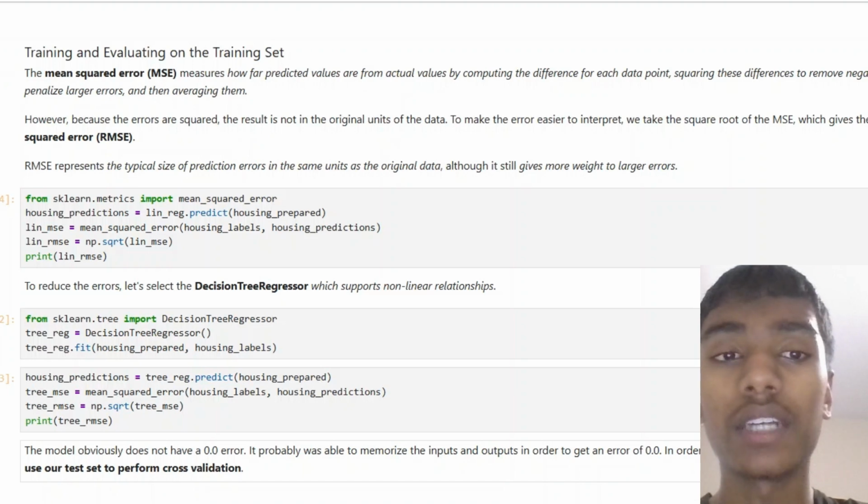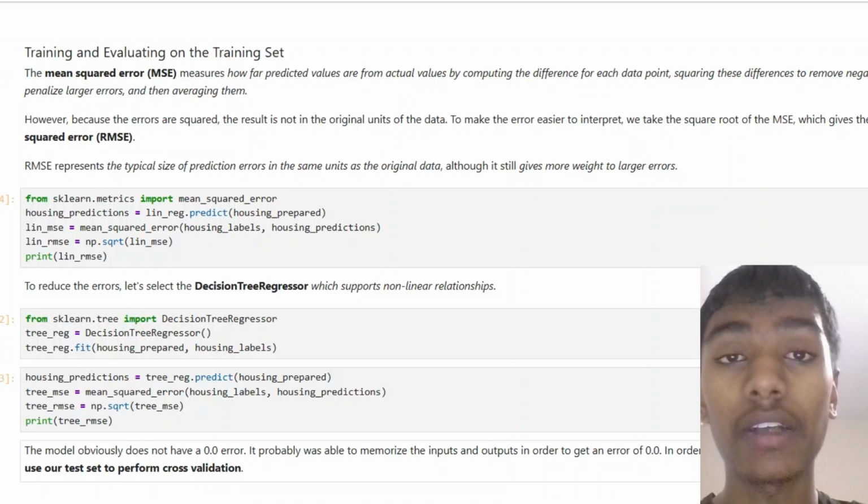In today's video, we're going to discuss training and evaluating the training sets, particularly looking at the entire training set and comparing it to the results of our linear regression model. From there, we'll discuss how we can use the decision tree regressor in order to create a non-linear relationship between our attributes and our output labels.